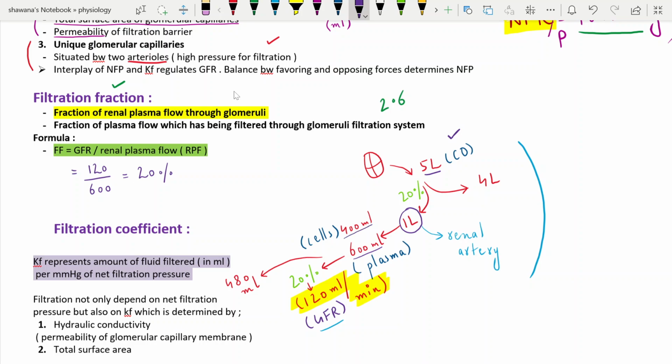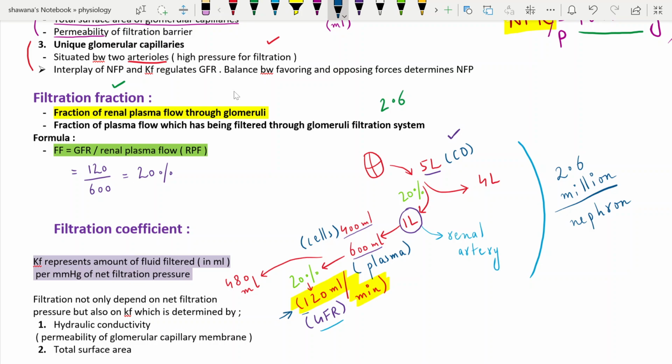So forget about the cells, and just keep in mind that we are talking about 2.6 million nephrons right now, not a single one. 2.6 million nephrons in both kidneys. Okay, we are talking about that. So 600 ml plasma comes towards the glomeruli, which are 2.6 million nephrons. From the 600 ml plasma, 20% is filtered, and the remaining goes unfiltered. Okay, and 20% is equal to 120 ml.